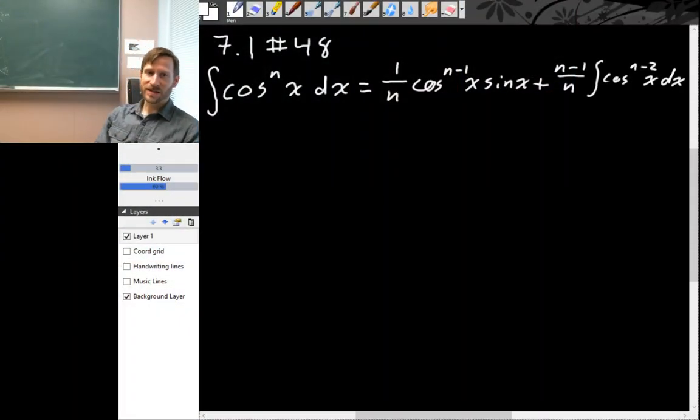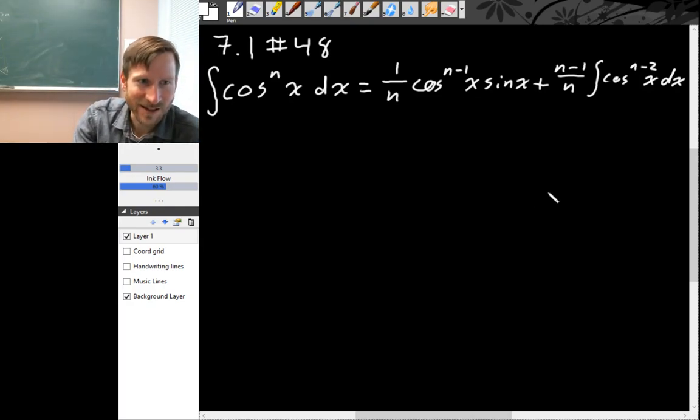Okay, so here it is. It's number 48 from section 7.1. And we're supposed to prove this formula. This is called a reduction formula because it gives you the integral of a power of cosine in terms of an integral of a lower power of cosine. So in principle, you could just use this formula over and over again with different powers of cosine to evaluate the integral of any power of cosine.